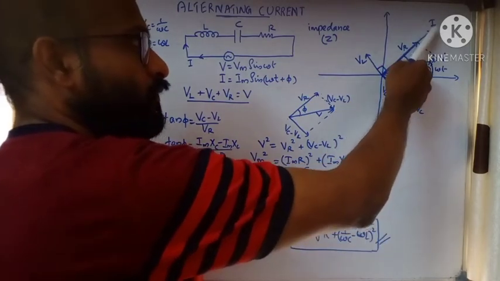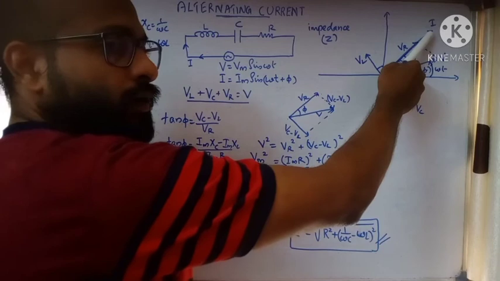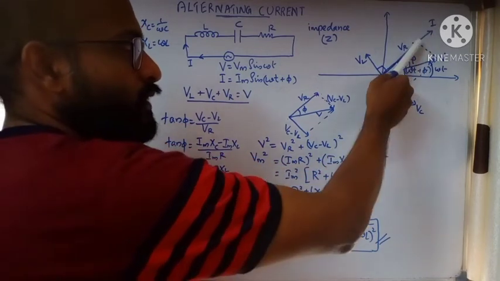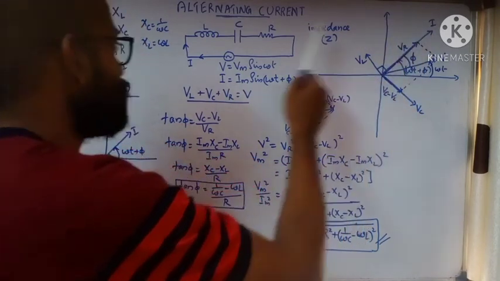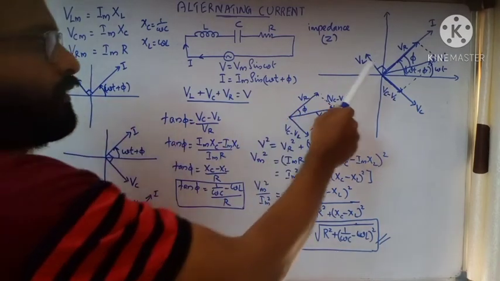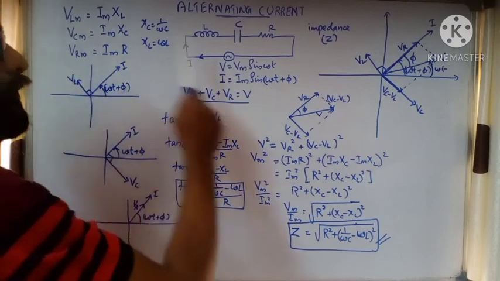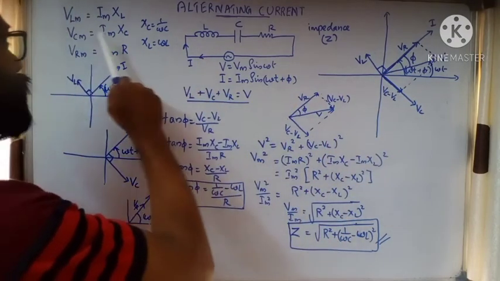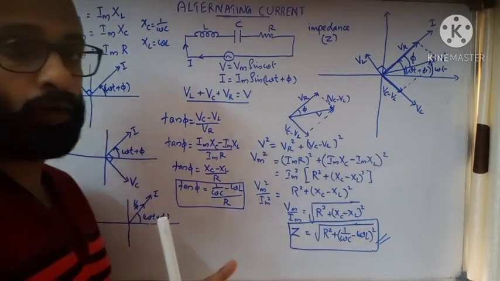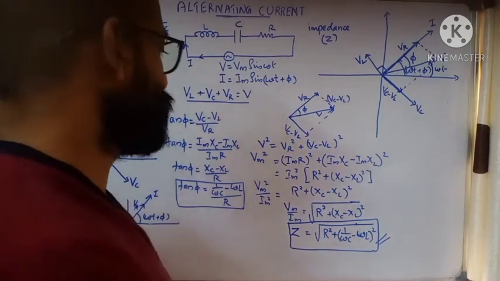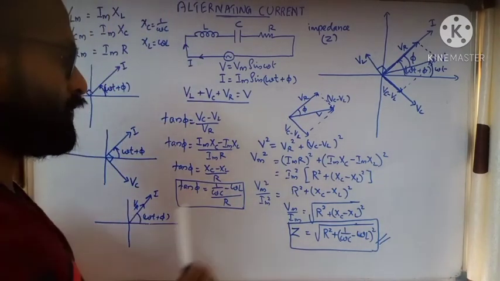A few things you need to remember here are, when we take the phasors, if this is current, the length of this phasor will be equal to the peak value of current. The length of this phasor is equal to the peak value of VR, that is VRM. What is the length of this vector VL? It will be equal to VLM. And the length of this vector VC will be equal to VCM. That we need to remember.